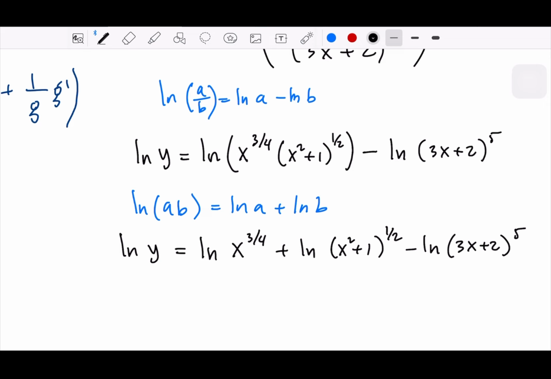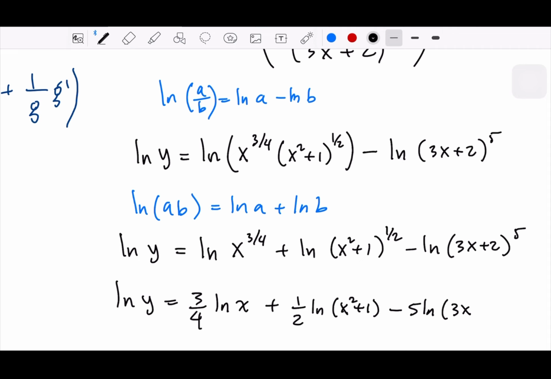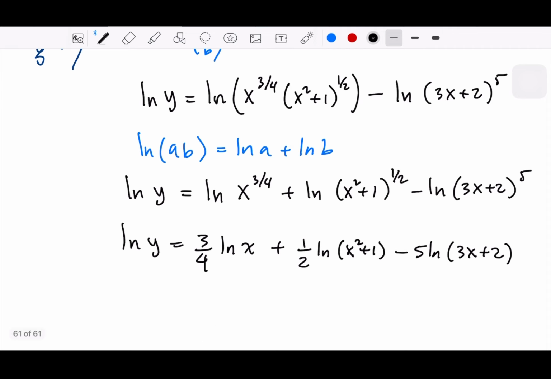And now we have power. We can take this power to the front, okay? And it becomes a constant in the front. Okay, now after all of this, then we can differentiate. It's a long story, but take it slowly. You get the idea at least, right? So take derivatives, and we will get the implicit differentiation.